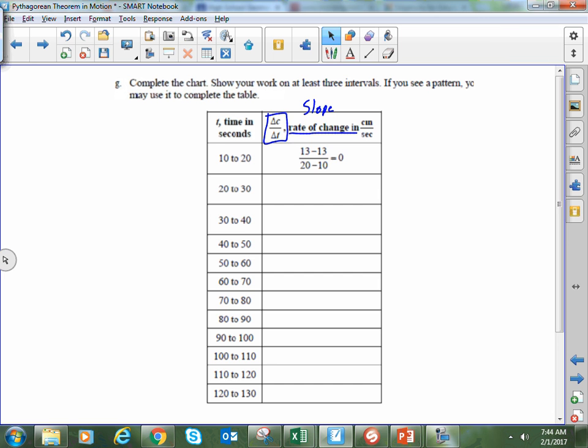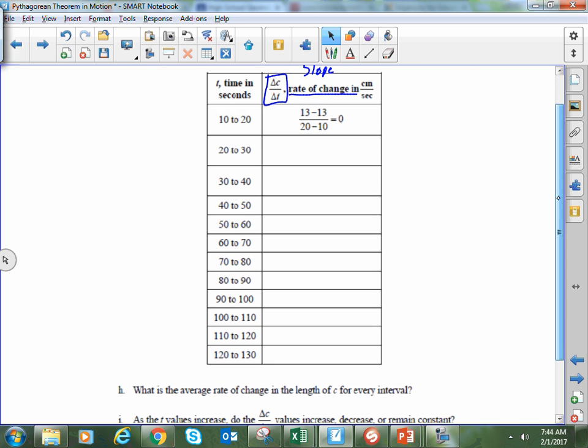Looking at the math here, if you see a pattern, you may use it to complete the table. Using the first one as a model, for the next two I'm just going to say y2 minus y1 over x2 minus x1, and I get 0 for the interval between 20 and 30 seconds and from 30 to 40 seconds. Since the first three produce 0, it's reasonable to say the rest would also have a slope of 0, and it really does match the equation we came up with, c is equal to 13. It has no slope in it. And we saw the graph just produced a horizontal line.